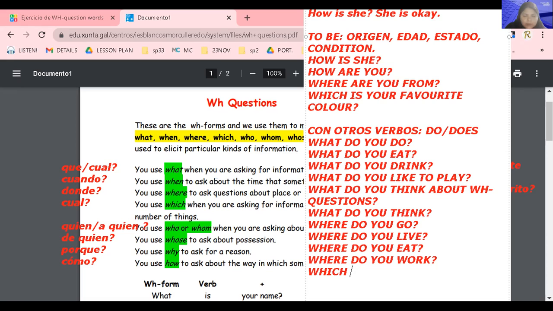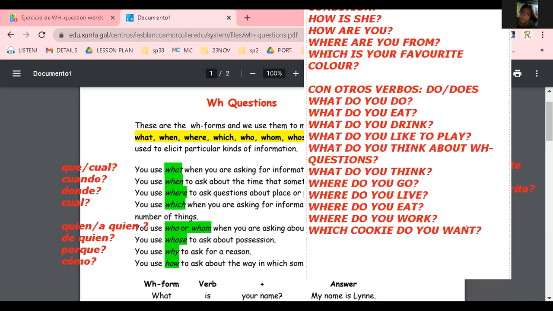Which, let's say, which cookie do you want? ¿Cuál galleta? El verbo want. Querer, ¿verdad? El verbo querer. ¿Cuál galleta quieres? ¿La de chocolate o la de fresa? So which cookie do you want? Ajá, muy bien. Entonces, acá en esta, va seguido del sustantivo, pero después sigue la estructura. ¿Cuál galleta quieres? Vamos a ver.